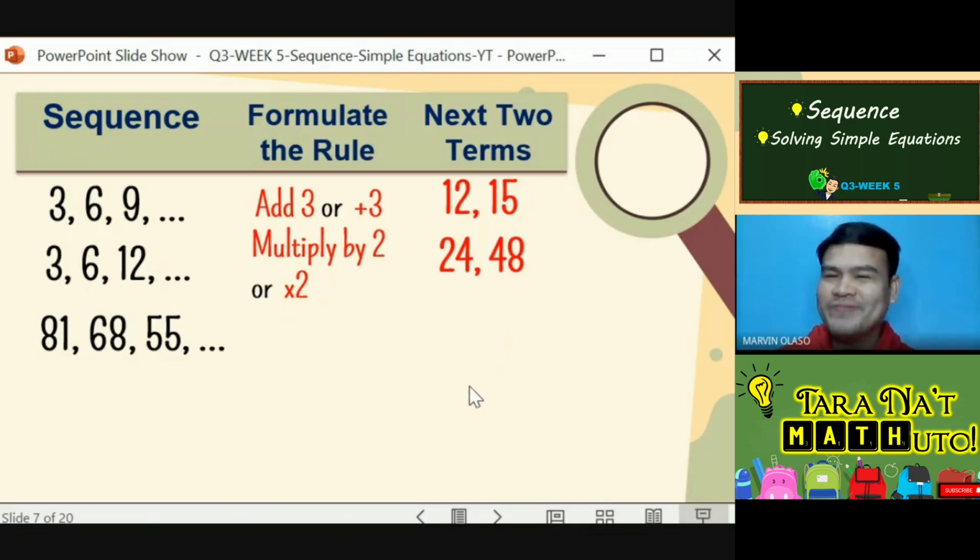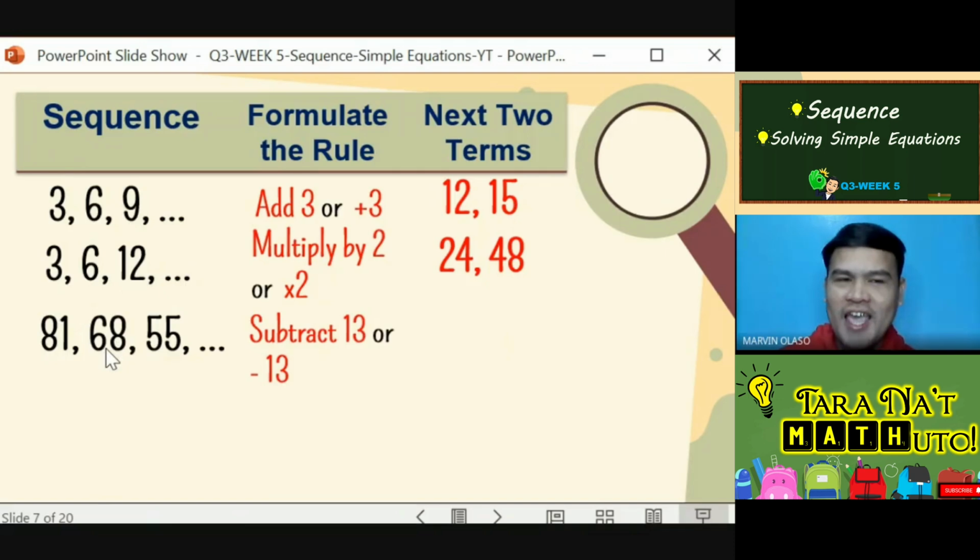Sige nga po. Ayan. Yes, the rule is minus 13 or subtract 13 to each term. 81 minus 13, 68. 68 minus 13, 55. So, tama yung rule natin yun. So, to get the next two terms, 55 minus 13 is 42. Then 42 minus 13, we have 29. Therefore, our next two terms are 42 and 29.